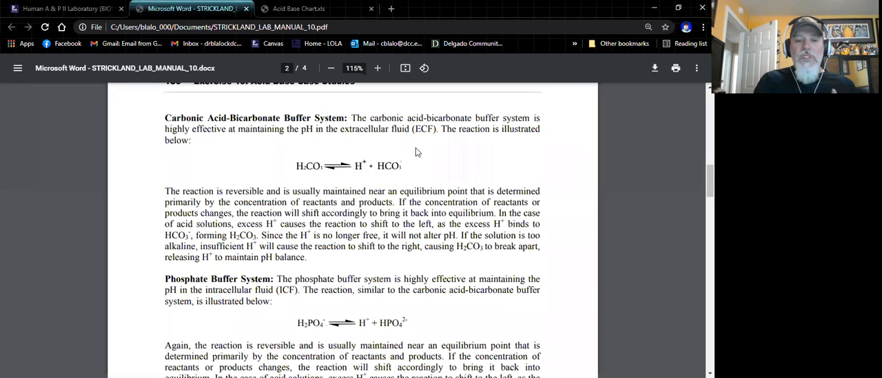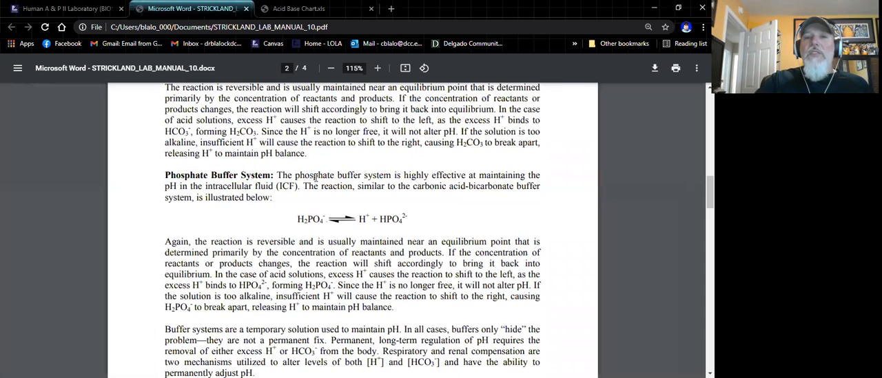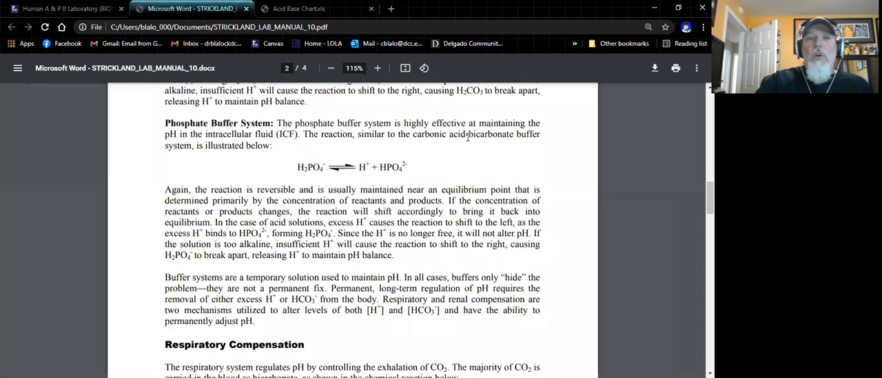We're using protein buffer systems. Then if that's not working, we're using our carbonic acid bicarbonate buffer system. But we also have another buffer system that works in the same way that carbonic acid does, and that's our phosphate buffer system, which is going to be almost exactly like carbonic acid, except it's using phosphoric acid. So again, if we have an acidic solution, we're going to take these hydrogen ions out of solution, and we're going to cause the reaction to be pushed to the left. If it's an alkaline solution, we're going to take this phosphoric acid and we're going to dissociate it, and we're going to drive the reaction to the right.